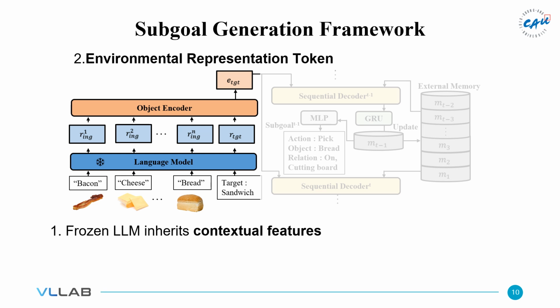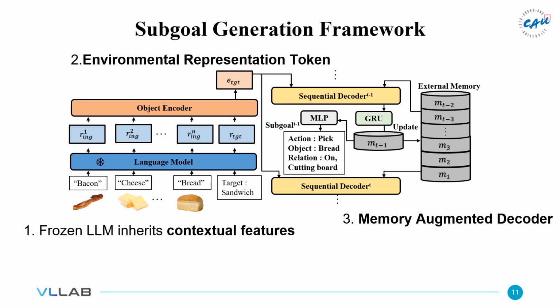Next, based on the extracted token features, we employ an object encoder. This encoder is a type of transformer layer which understands the set of ingredients. The role of each ingredient may vary depending on the combination, and the object encoder interacts each token feature and understands the local and global features of the environment. Then, we employ the outputs of the object encoder as an environmental representation feature.